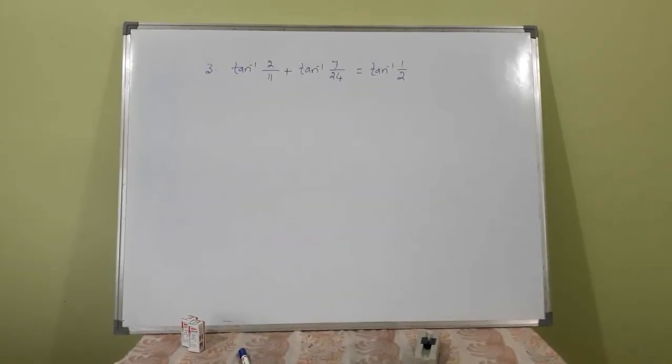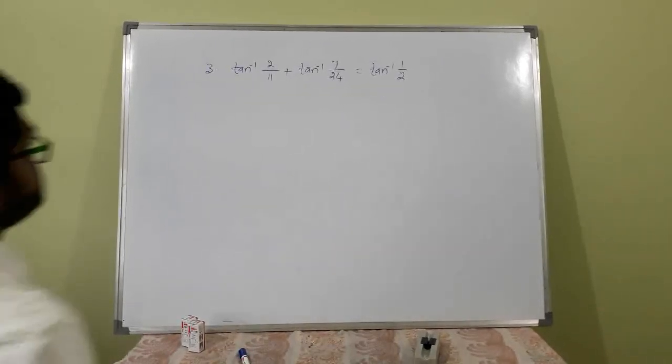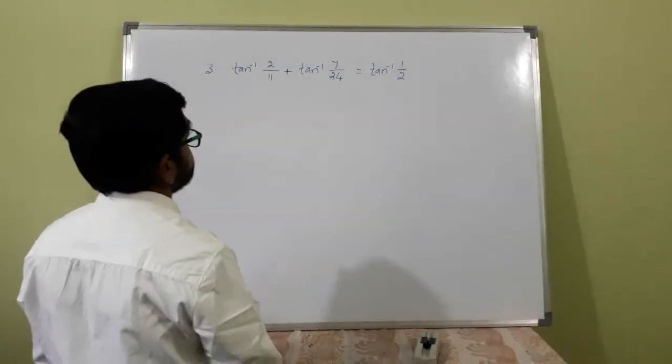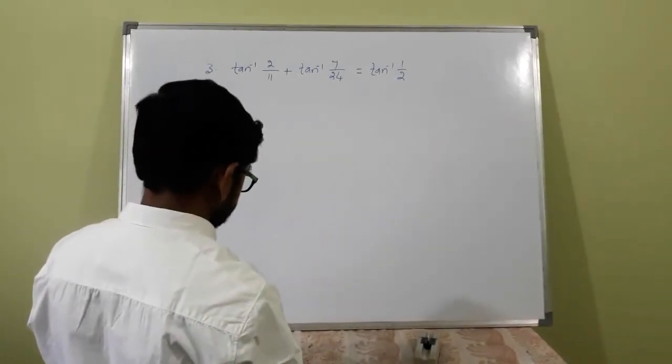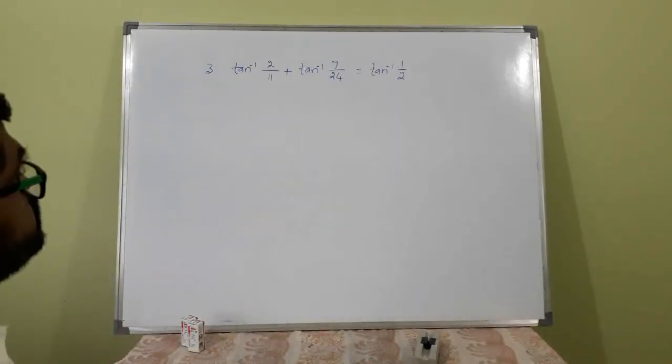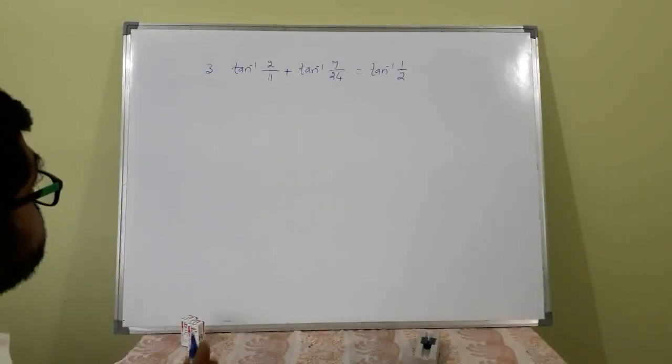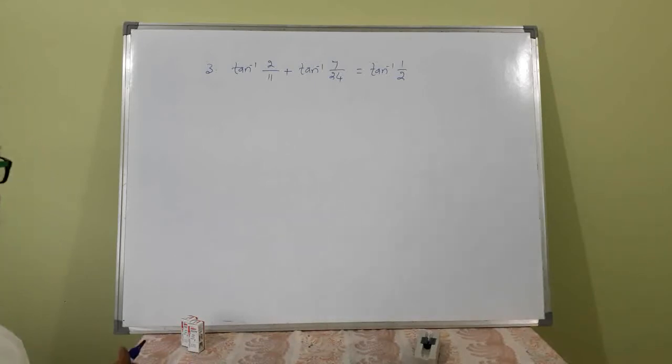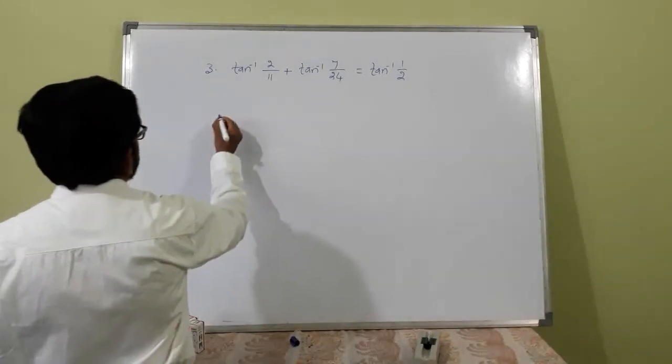Third one, tan inverse 2 by 11 plus tan inverse of 7 by 24 is equal to tan inverse of half. Tan inverse of x plus tan inverse of y is equal to tan inverse of x plus y divided by 1 minus xy. That property you have to apply here.